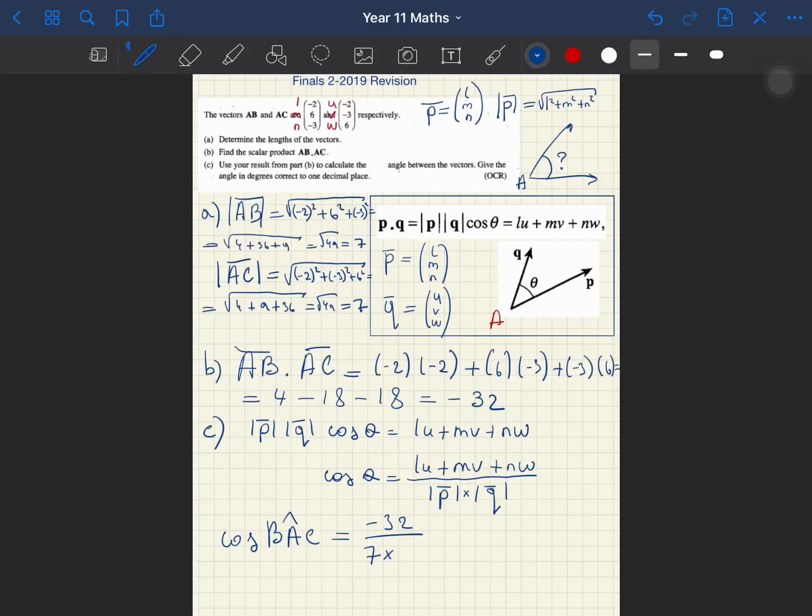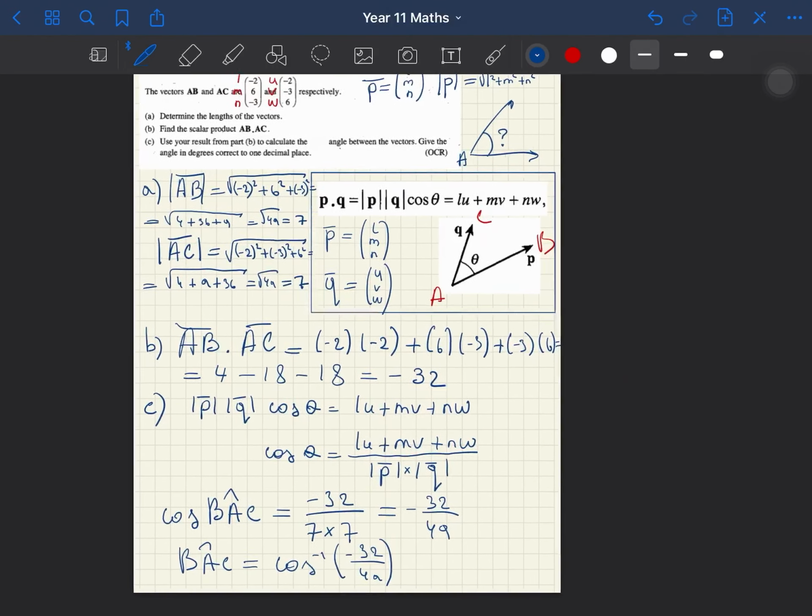Actually, Q is the second one, so Q is AC, and this is AB, like this. Okay, back to the topic. AB is 7 and the magnitude of AC is also 7, right? So it's 7 times 7, which equals minus 32 over 49. Ladies and gentlemen, look at this. And then the angle BAC would be equal to cosine inverse of this number, minus 32 over 49.